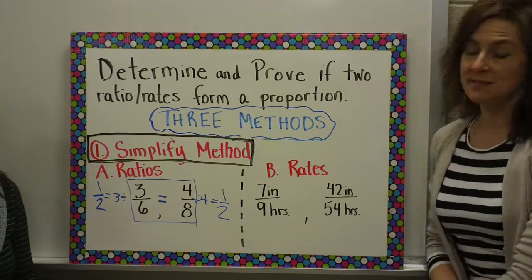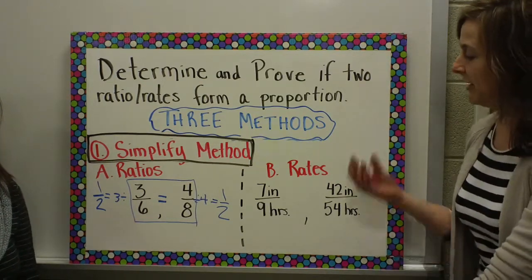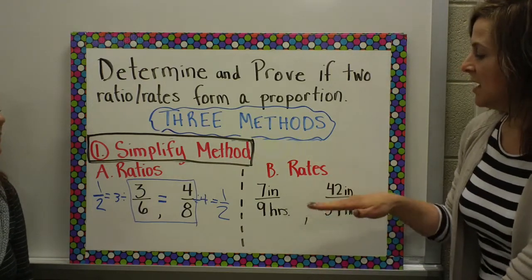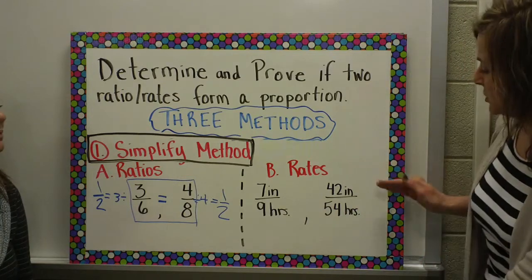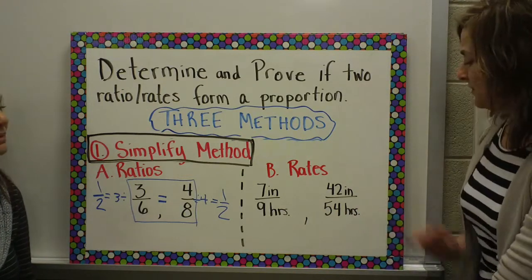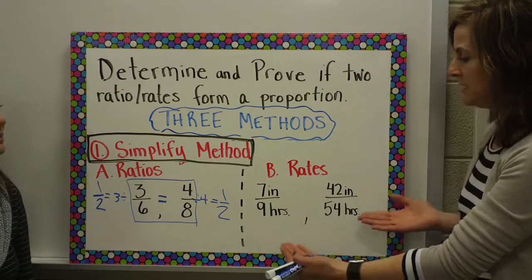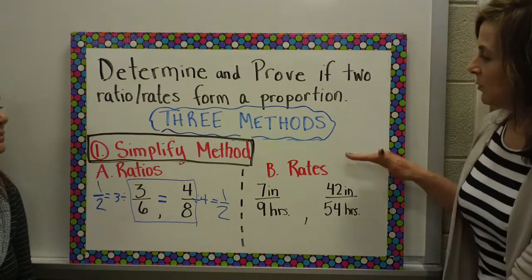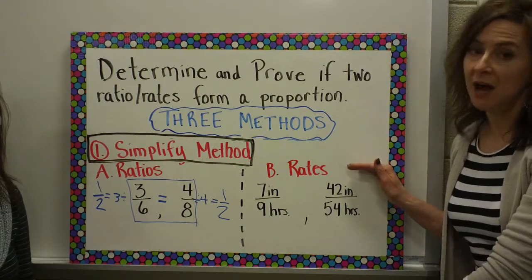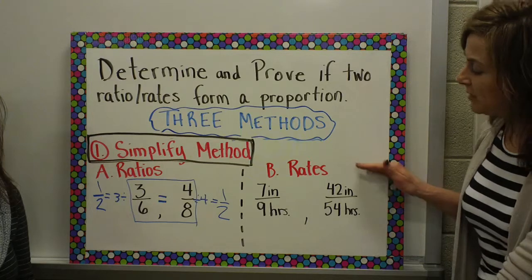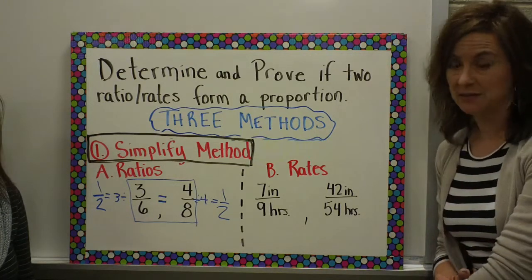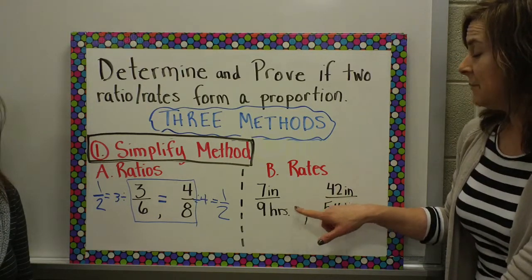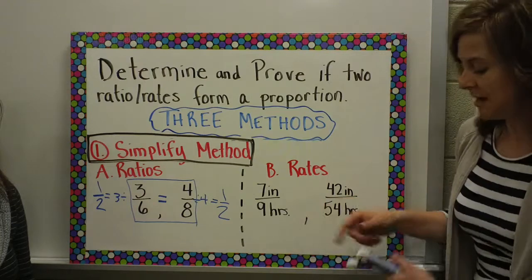When you're dealing with rates, remember rates are comparing 2 different types of units. So here we have 7 inches in, say, 9 hours compared to 42 inches in 54 hours. So we want to know, are these proportionate? Can we put that equal sign in between? Now remember that rates are a very particular kind of ratio, and what we want to do here is find the unit rate. We divide the numerator and the denominator by the denominator.